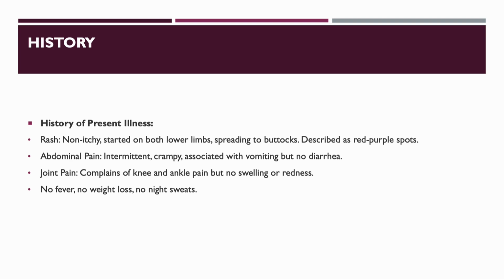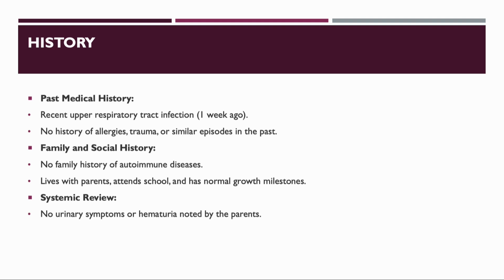No fever, no weight loss, no night sweats. Past medical history: recent upper respiratory tract infection 1 week ago. No history of allergies, trauma, or similar episodes in the past. Family and social history: no family history of autoimmune diseases, lives with parents, attends school, and has normal growth milestones. Systemic review: no urinary symptoms or hematuria noted by the parents.